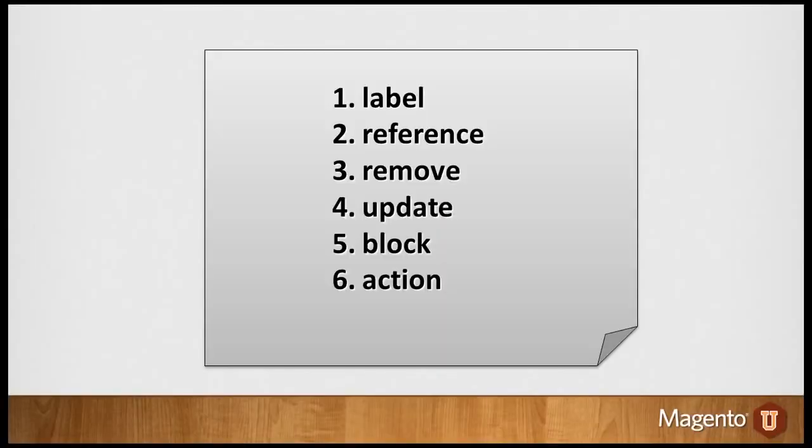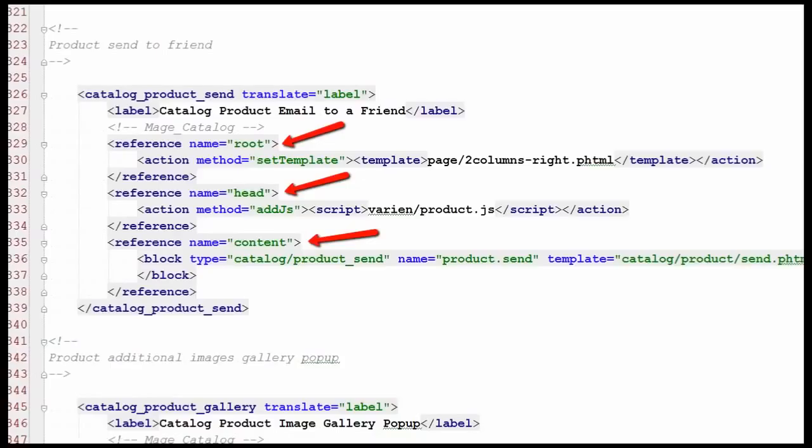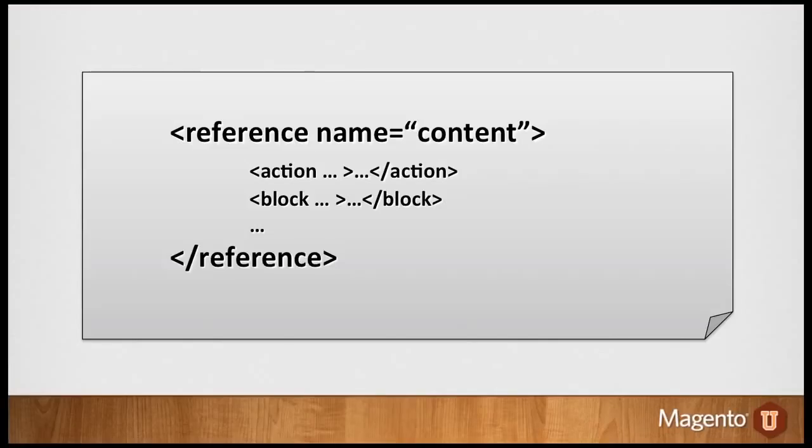Second, the reference node is used to link an already defined block in any layout XML. Use the reference directive to add any child block to an existing block, to modify attributes of an existing block, or to perform any action on an existing block. The syntax is as follows. The reference node must have a name attribute, which refers to the existing block's name. To put this simply, a reference's content will be merged into a target block defined by a name attribute.